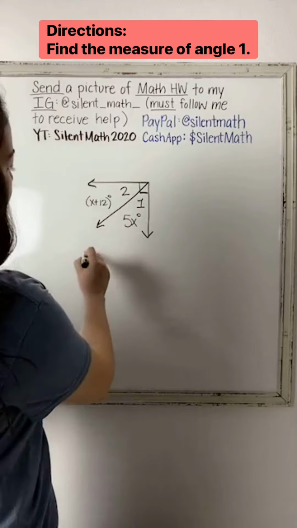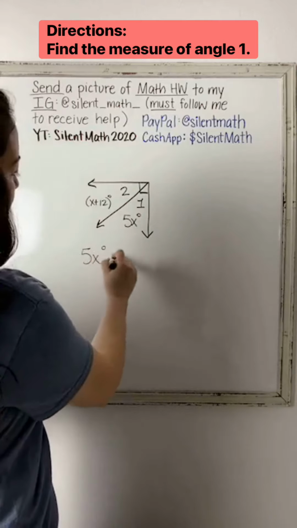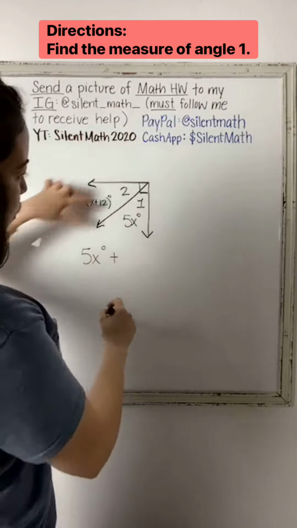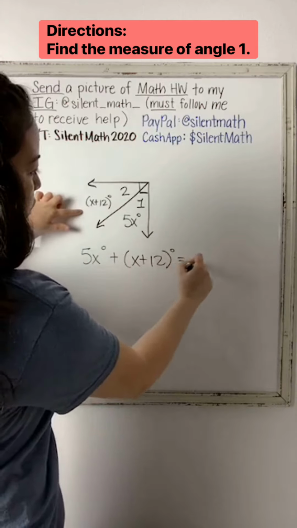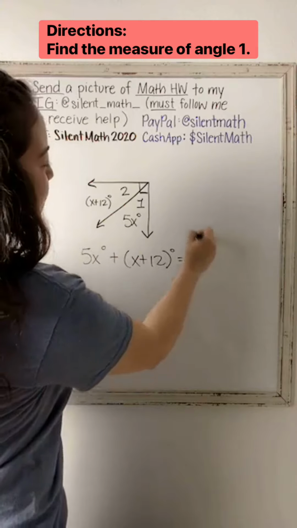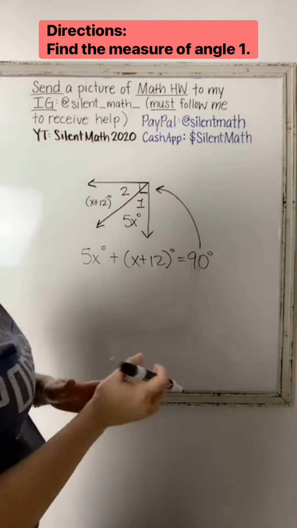We can say 5x plus our angle 2, which is x plus 12, is equal to 90 degrees. And why? Again, because of the right angle. That was like the hint.